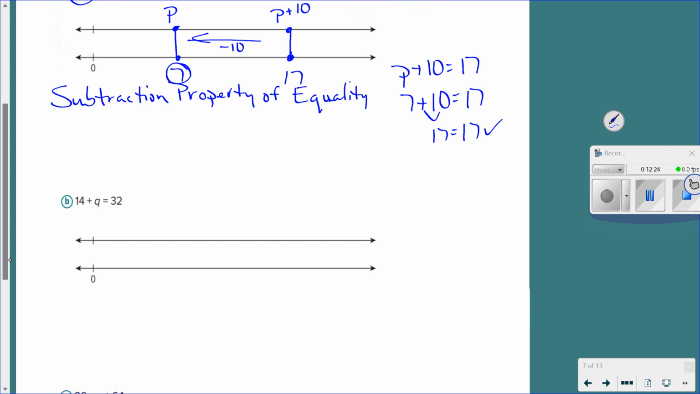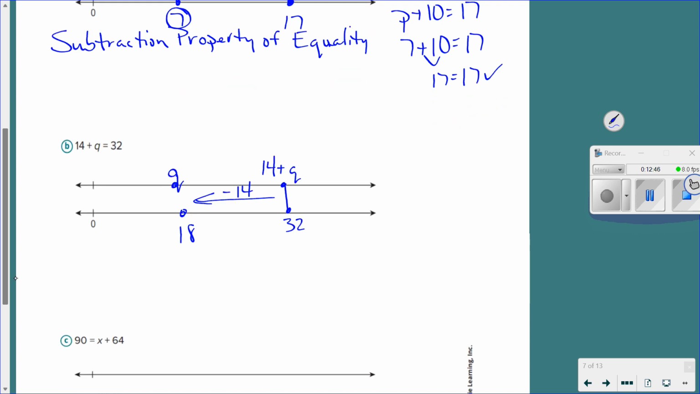Okay? Our second one is basically the exact same. It's now 14 plus q equals 32. So again, I know I'm 14 above where q is, so that's going to be somewhere down in this neighborhood. What I did was I went back 14 spaces. So I take 14 away from 32, I get 18. Which property did I use? Subtraction property of equality.